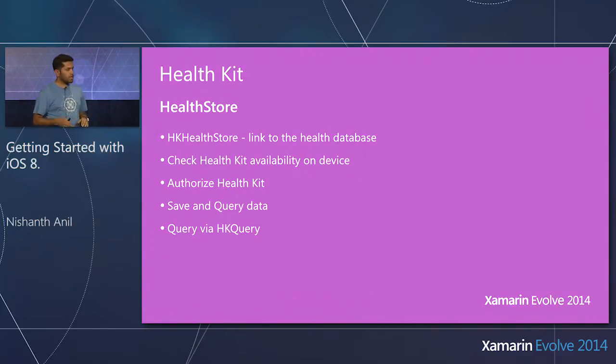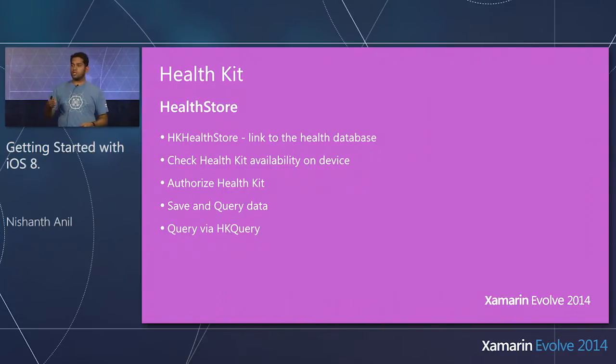And the first thing you need to do is to check if HealthKit is available on the device or not. There is a property that returns true or false. So you ask for that, and then once it is done, you have to write code for authorizing it. The user has to give you permission to access his data.